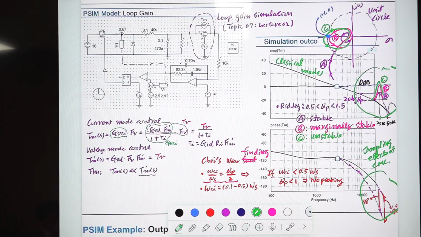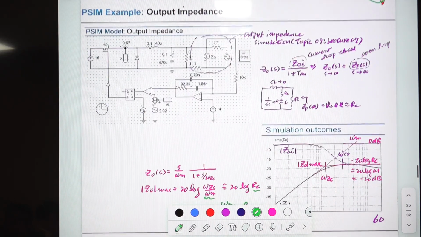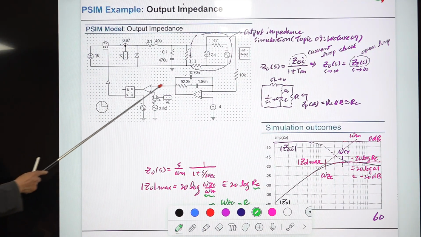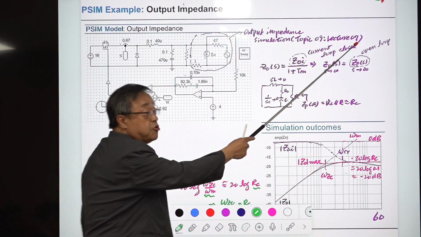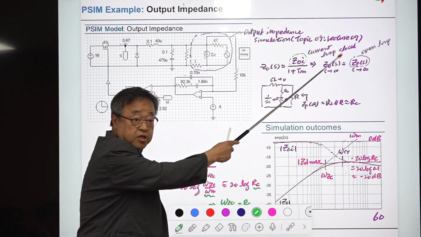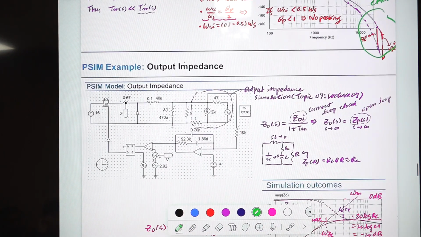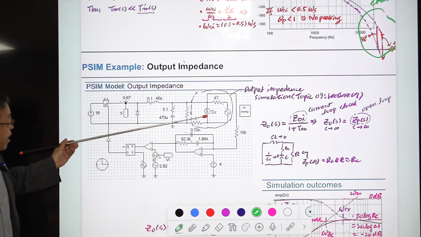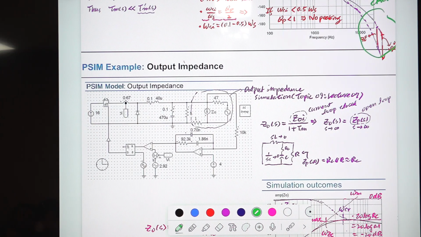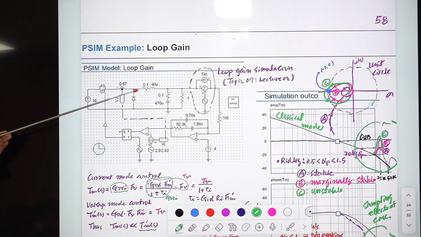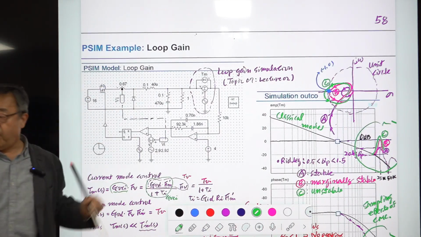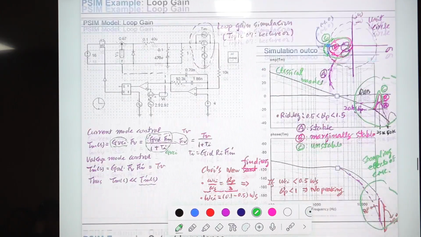This is about loop gain, and this is about the output impedance. This is the setup for the output impedance measurement. You can go to this lecture if you have interest in it, as it has the complete detail about this measurement setup. This can be used for the simulation and also for the hardware measurement.